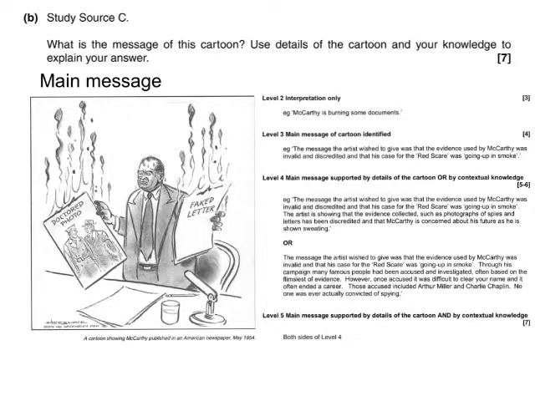Now notice that the mark scheme has an example here. It doesn't mean it's set in stone what the main message is. The message the artist wished to give was that the evidence used by McCarthy was invalid and discredited, and that his case for the Red Scare was going up in smoke. What the main message always does have is that it goes beyond just what the cartoon is showing and has some aspect of trying to persuade the viewer in some way. So if it was to just say that McCarthy's evidence was not good, that would be a secondary message. But the phrase discredited here gives us a clue as to the main message.